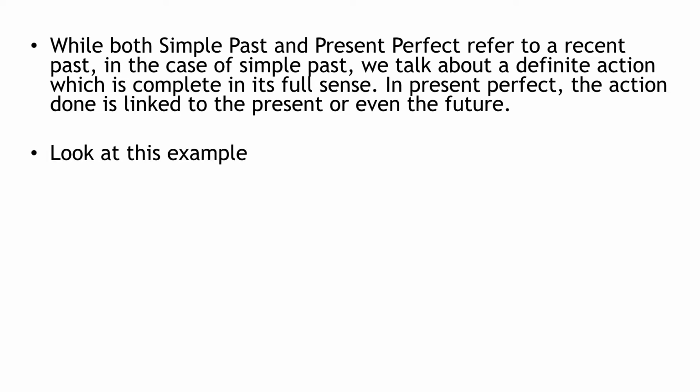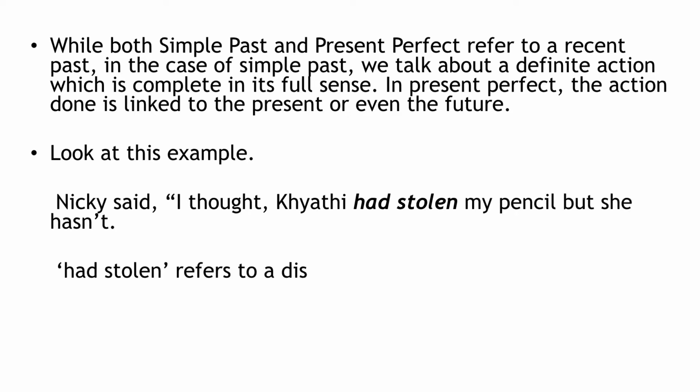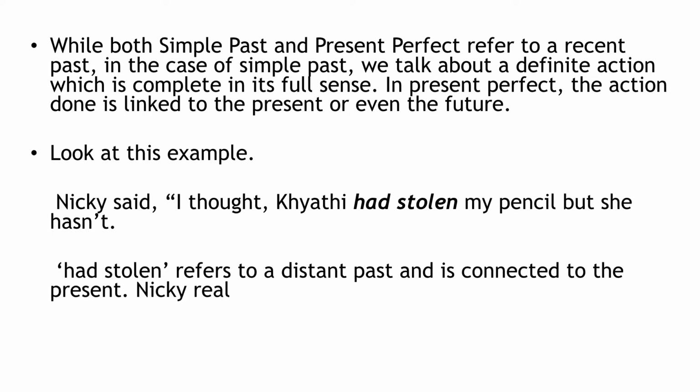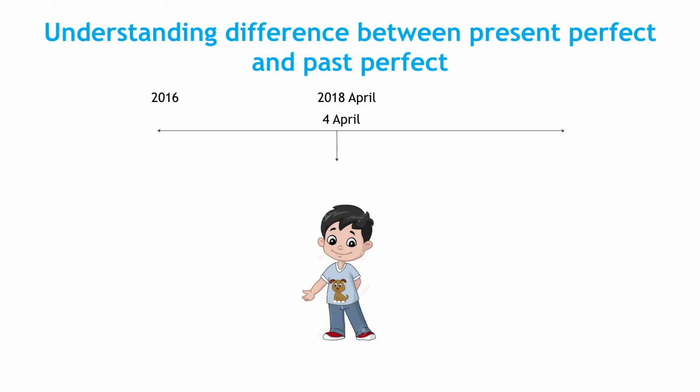Look at this example. Nikki said, "I thought Kathy had stolen my pencil, but she hasn't." Had stolen refers to a distant past and is connected to the present. Nikki realizes in the present moment that it isn't true. How do we understand the difference between present perfect and past perfect?